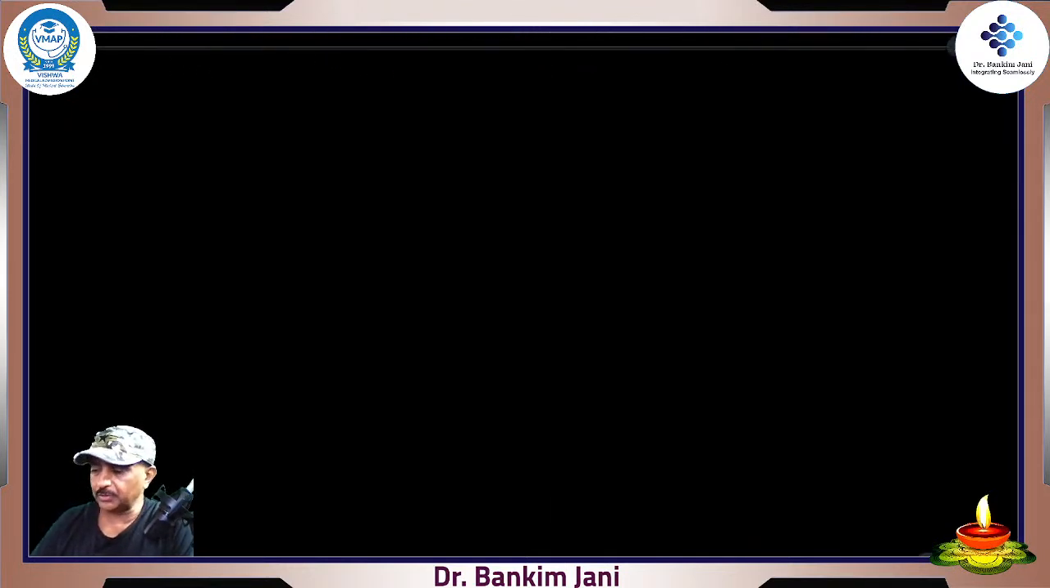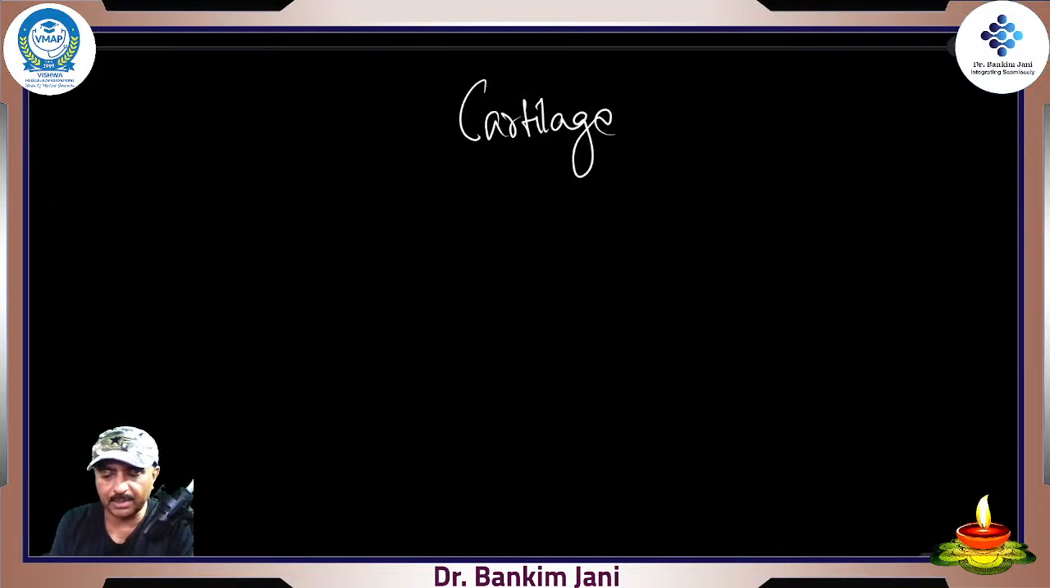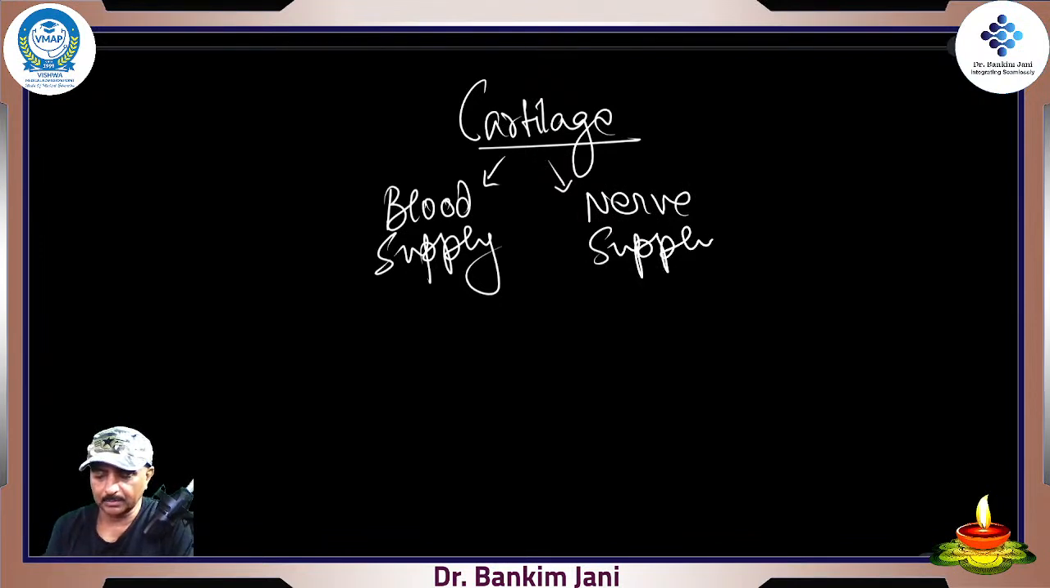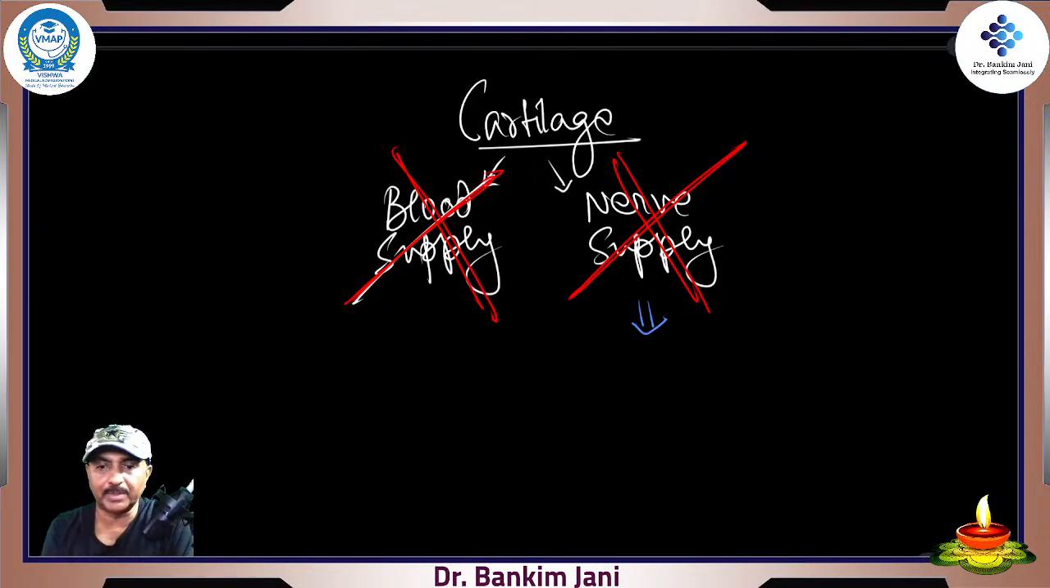Two important things which we must know about cartilage. When we say cartilage, these cartilages don't have any blood supply, right? They don't have blood supply. Now, in our body, every connective tissue is alive, so it would require blood supply and nerve supply. But in this case, cartilage has got no blood supply, right? Cartilage has got no nerve supply. So what's the result? Because there is no nerve supply, obviously it would become insensitive.